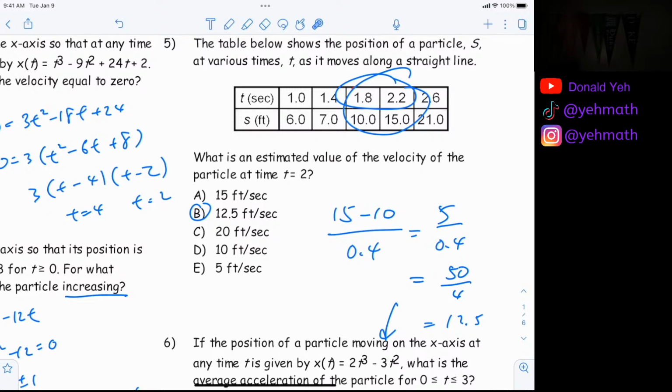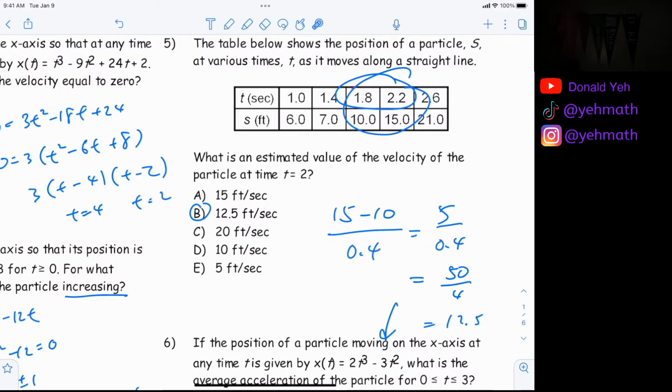So how can you word the answer? You just do S of B minus S of A over B minus A. So S of A is 15, S of B is 10, B is 2.2, A is 1.8, and then you plug in, you get an answer. Oh, so you don't have to explain anything, you just have to show them your work. Mm-hmm. You have to show the math though. If you just say the answer is 12.5, they cannot give you points.